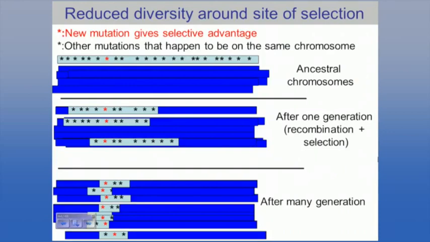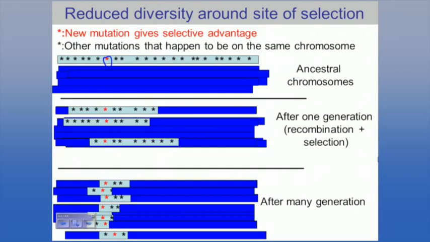So, just looking at the diversity around sites of selection. This is an example of positive selection where you have a new mutation that gives a selective advantage. What happens? This is the ancestral chromosome. You had one chromosome that had a mutation, and that's the red asterisk, and there are lots of other DNA polymorphisms along the length of that chromosome that aren't present on the other chromosomes in the population. So after one generation, this has been selected on.